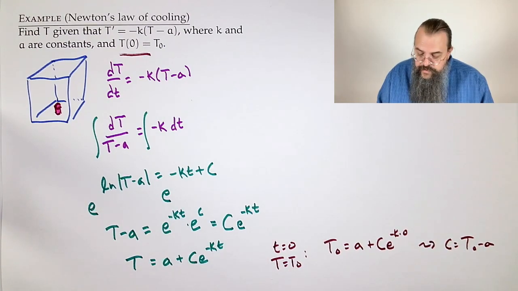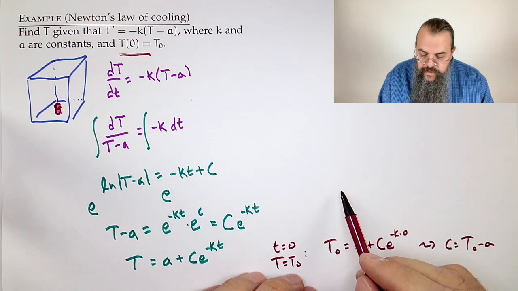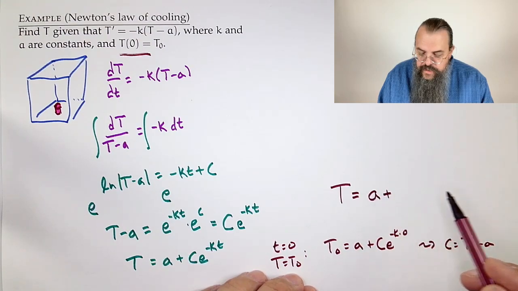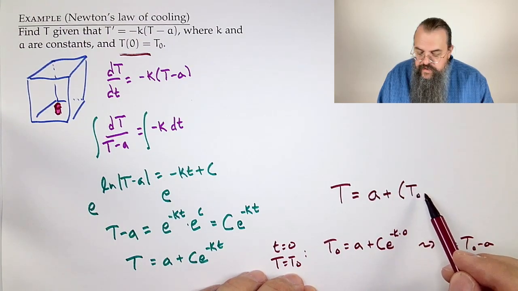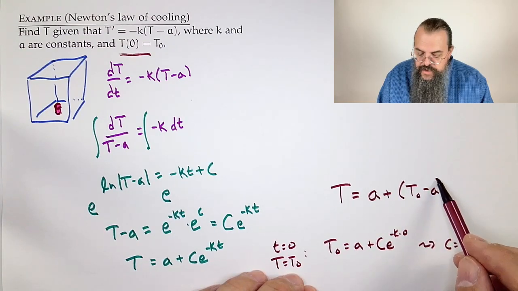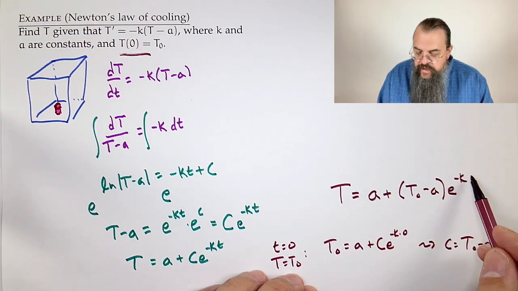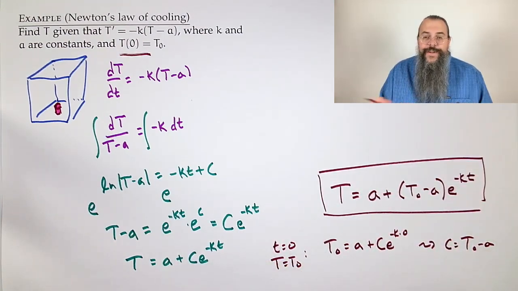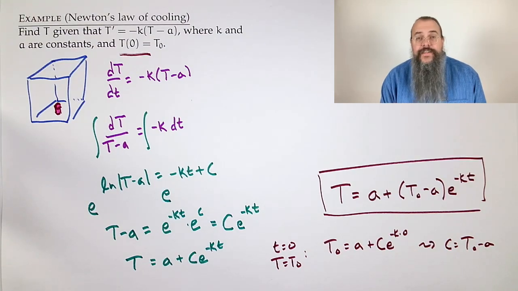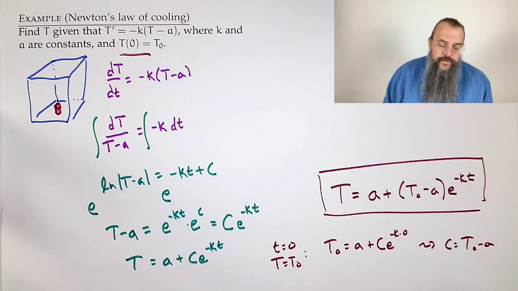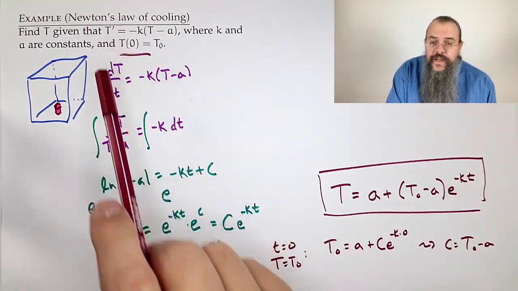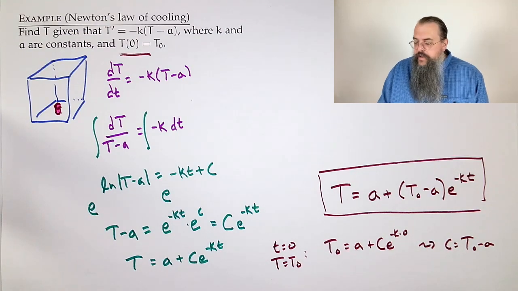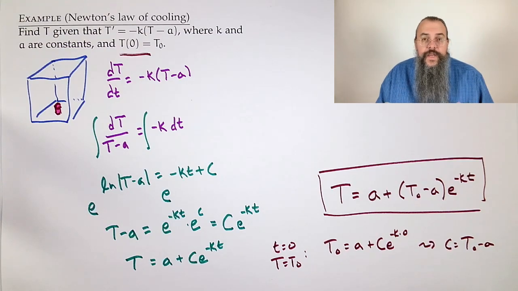And put that in for our C, and we come to the conclusion that our temperature here behaves like our ambient temperature plus T0 minus our ambient temperature, e to the minus kt. And we're done. That's it. So that's how it works. We went from this expression to finding our formula for temperature. And you'll notice it works kind of like what we think it should.